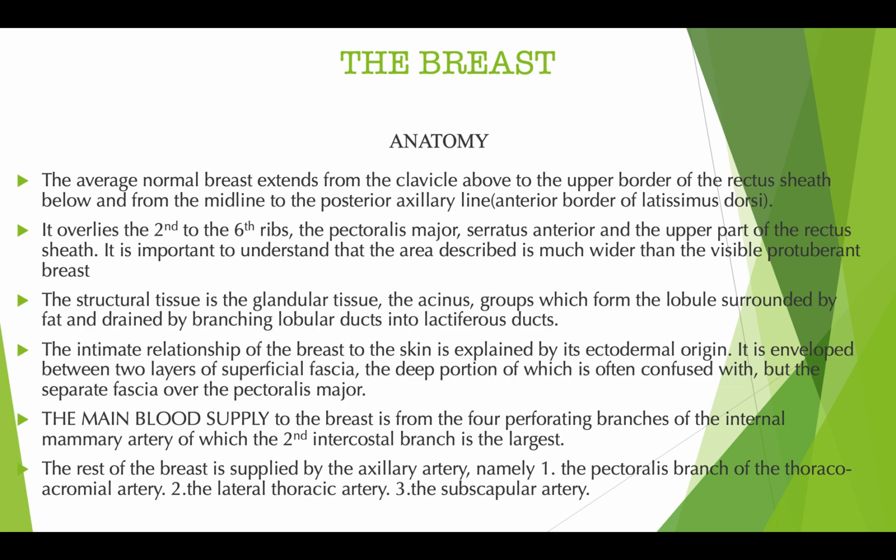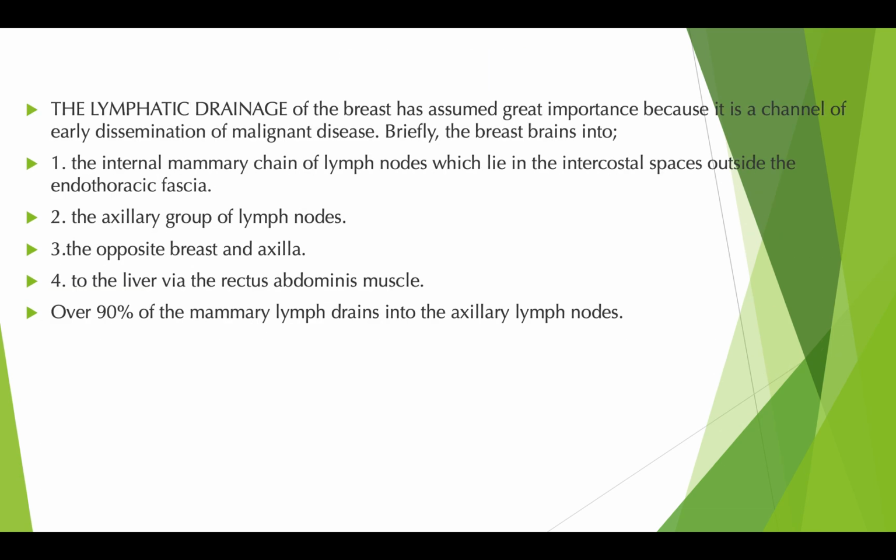So let's go to the blood supply. The main blood supply to the breast is from the four perforating branches of the internal mammary artery, of which the second intercostal branch is the largest. The rest of the breast is supplied by the axillary artery, namely the pectoralis branch of the thoracoacromial artery, the lateral thoracic artery, and the subscapular artery.